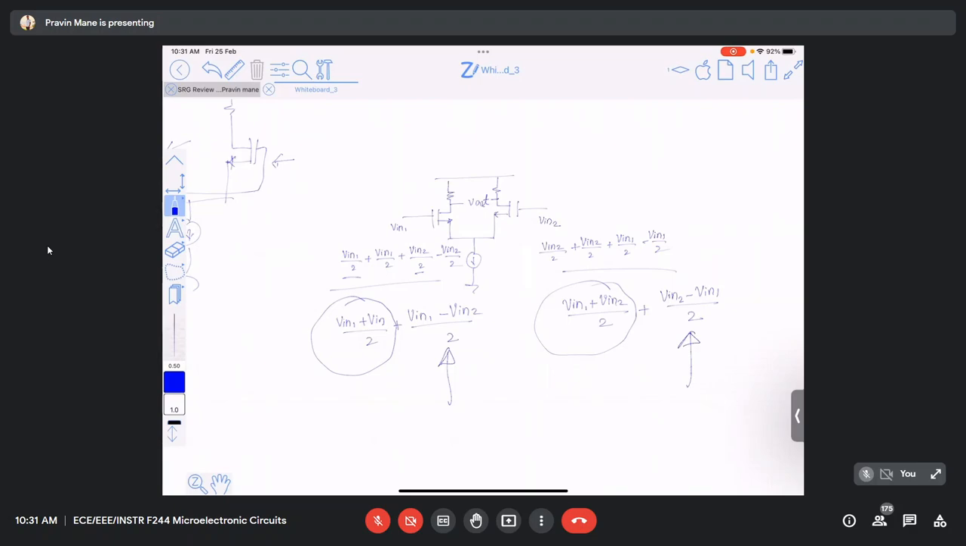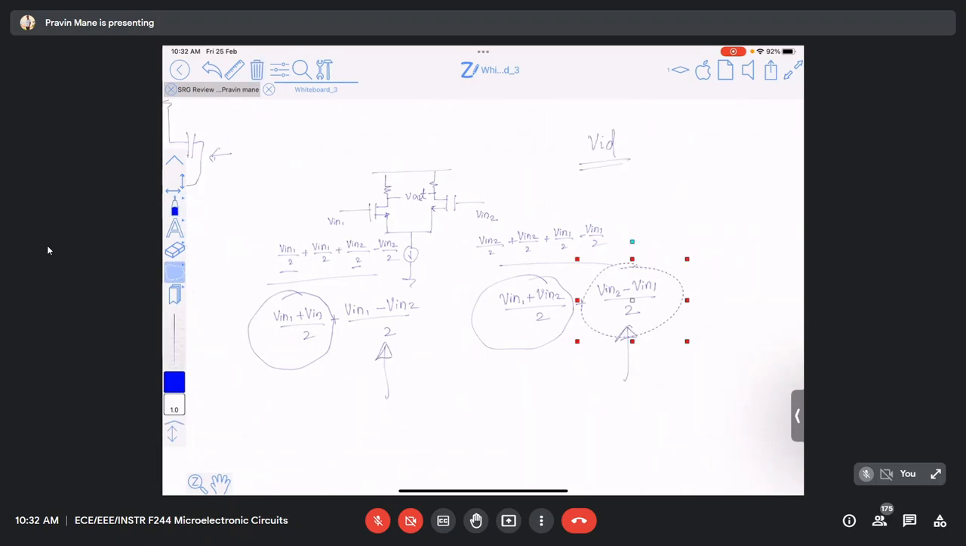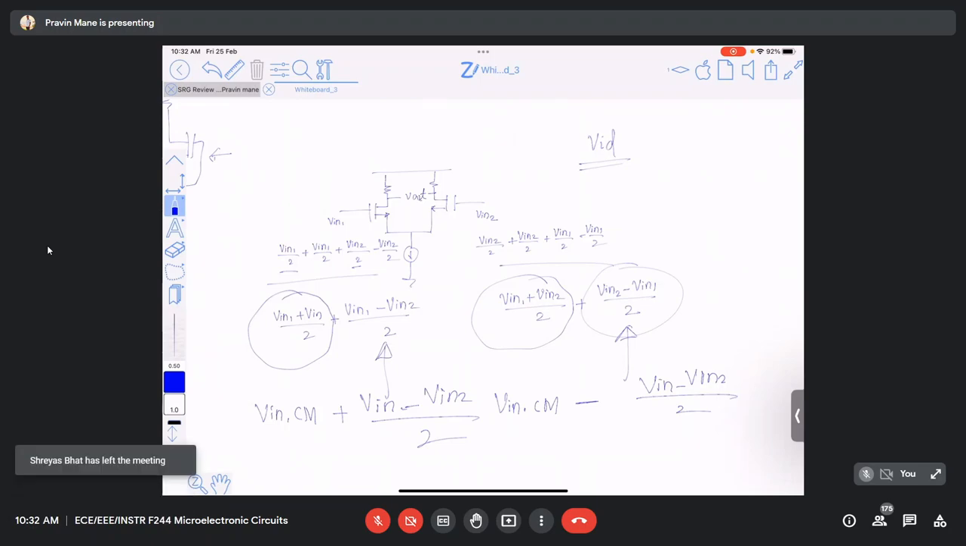But opposite sign, right? Same magnitude but opposite sign. This kind of input is called a differential input, and we represent it by VID. It is (V_in1 - V_in2)/2, or minus of (V_in1 - V_in2)/2. This is V_in,CM minus that, and this is V_in,CM plus (V_in1 - V_in2)/2. So even if you apply voltages which are different, the circuit is going to assume that your common mode input voltage is V_in,CM, which is equal to the average of the two values, and the differential voltage will be the difference between these two divided by 2, (V_in1 - V_in2)/2.